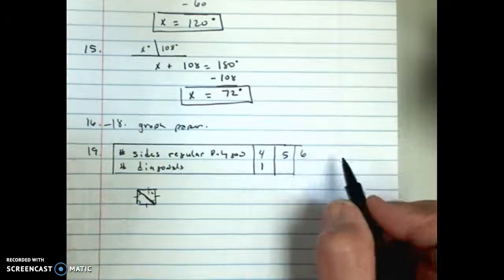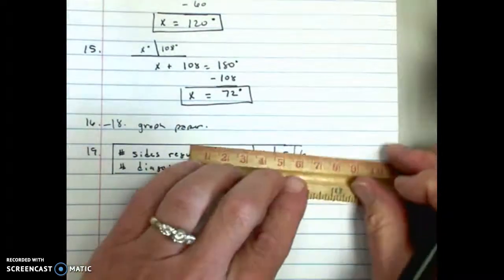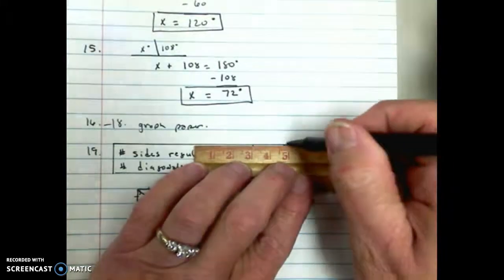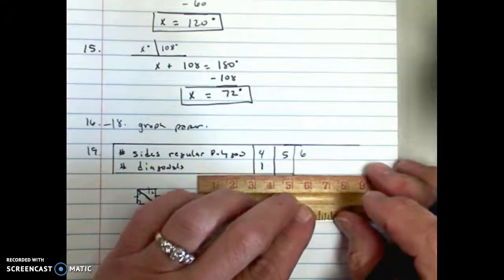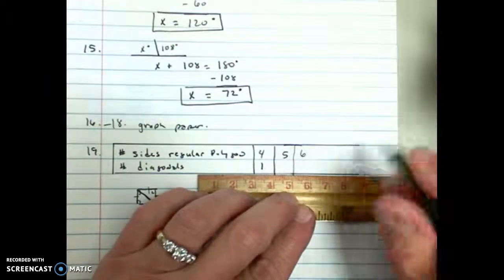We keep going here. Take my straight edge and just extend this out just a little bit more. There we go.